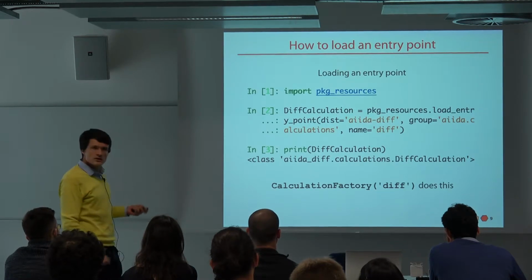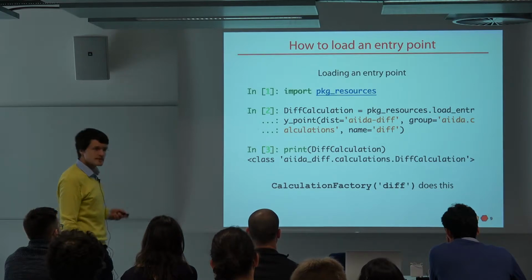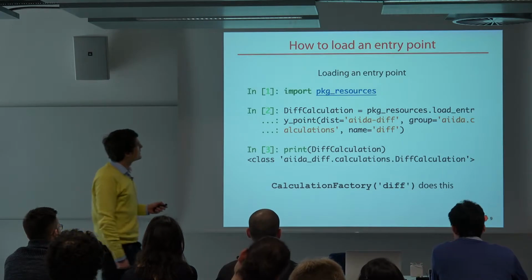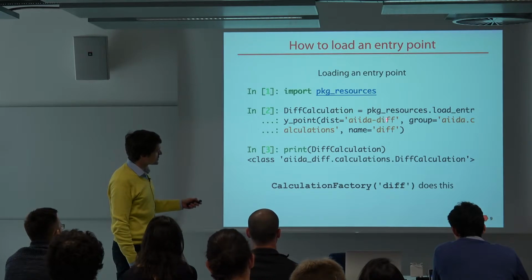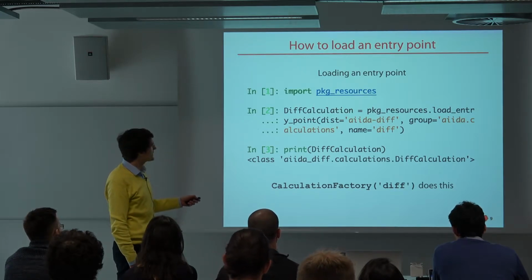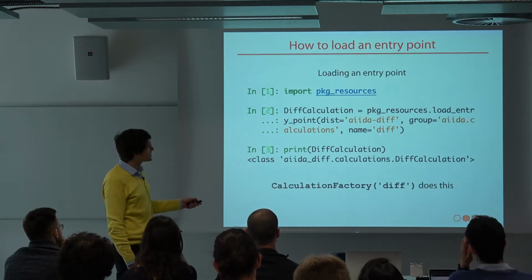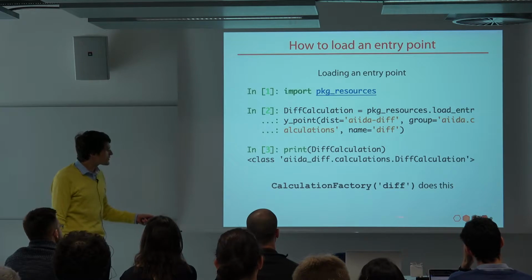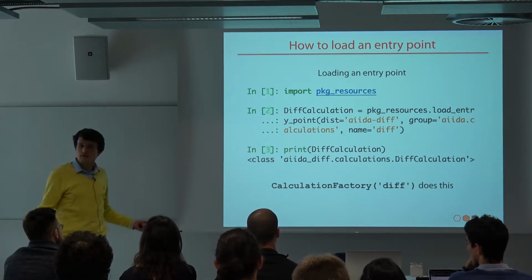So how do I actually load a Python entry point on the console? There's a package called pkg_resources that's part of the setuptools package in Python. And if you import this and then you say load_entry_point, you give it a distribution, which is the name of the plugin, aiida-diff, a group, aiida.calculations, and the name of the entry point, which is diff. You load this, you actually get the class back. And this is what the CalculationFactory diff that you've seen before or in different contexts does under the hood.